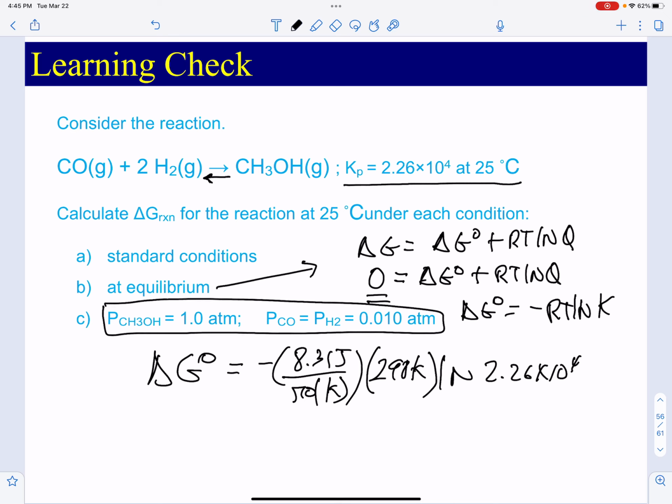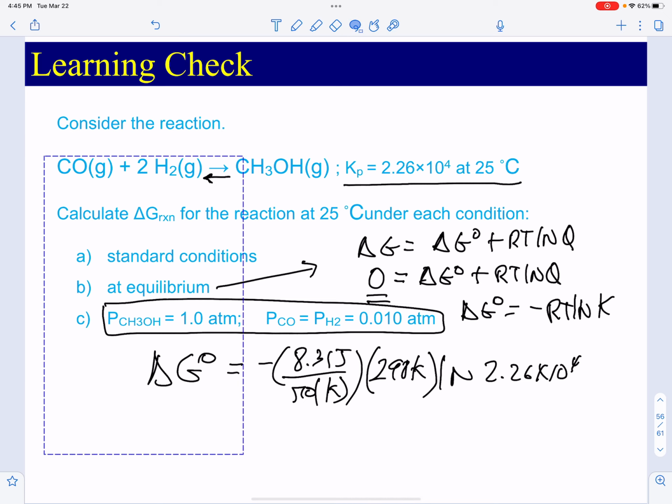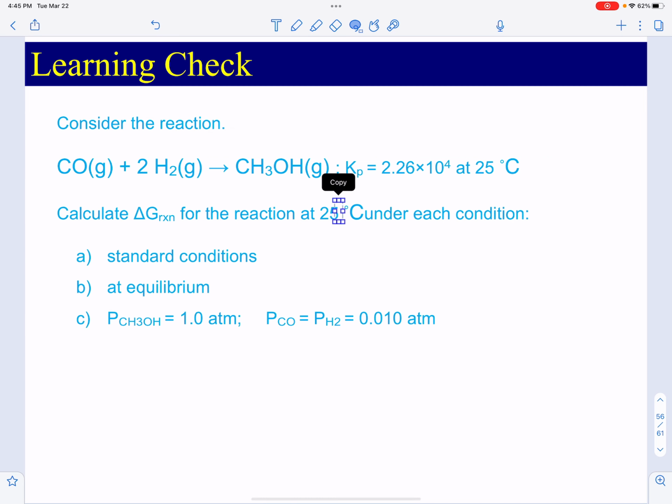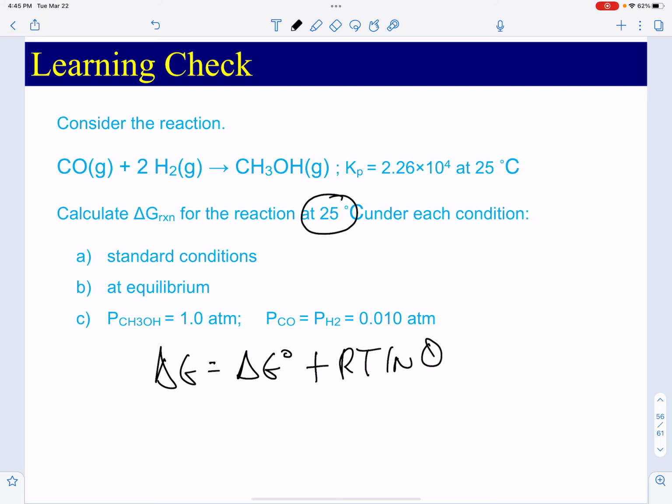And what about the last one? The last one is similar to the one we did before. So you know that the reaction is happening. The reaction is happening at 25 degrees Celsius. Delta G equals delta G standard plus RT ln Q.